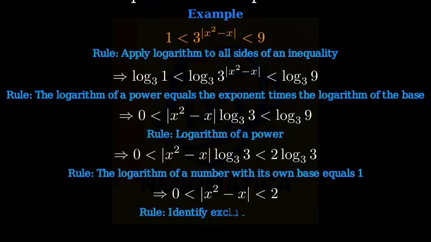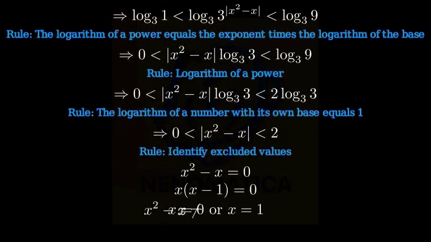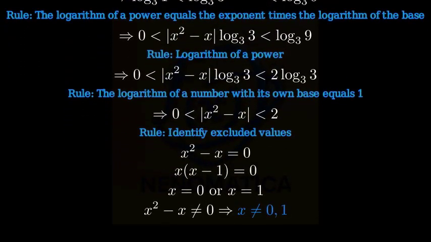We need to be careful about the values where x squared minus x equals 0, because these would make 3 raised to the power of 0, which equals 1. This would violate our original inequality, which strictly states that 1 is less than the expression. So we solve x squared minus x equals 0 by factoring out x, giving us x times quantity x minus 1 equals 0, which means x equals 0 or x equals 1. We need to exclude these values.